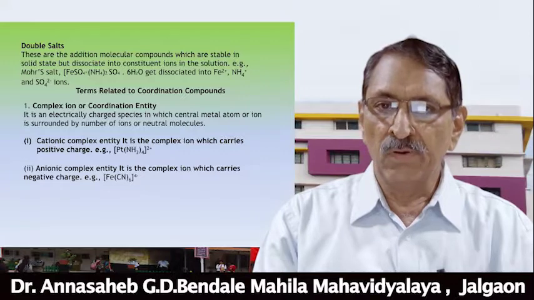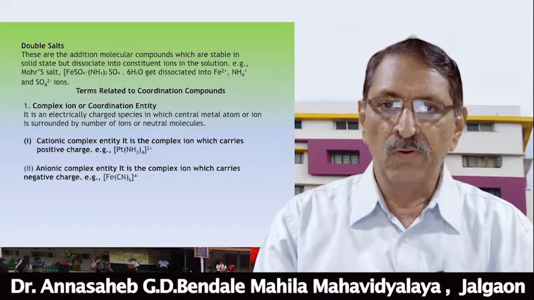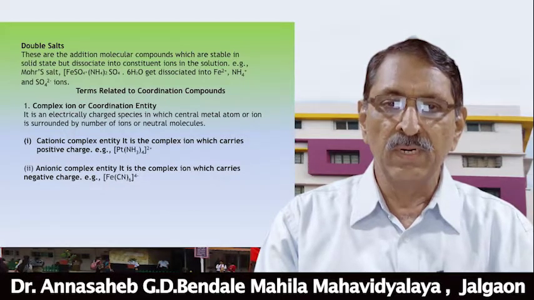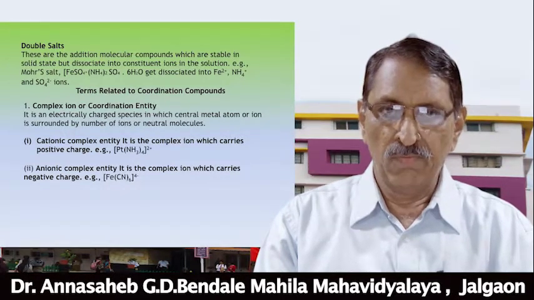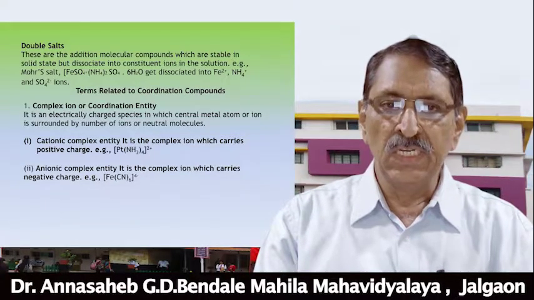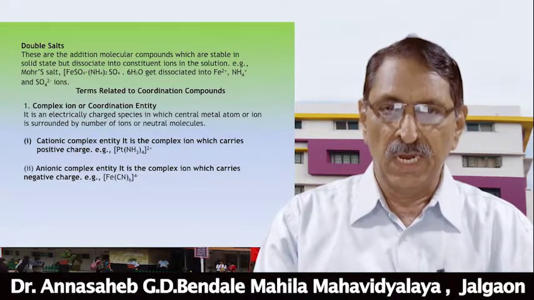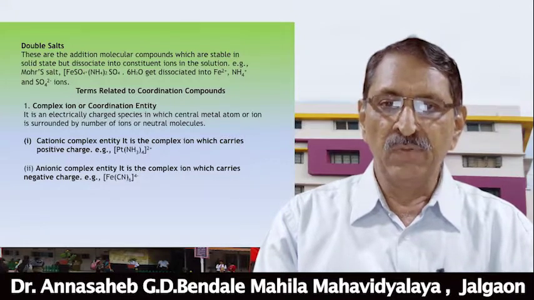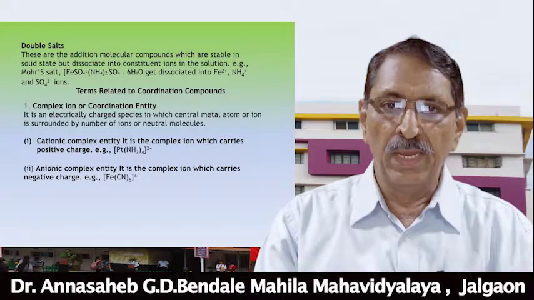Now we have to discuss the terms related to coordination compounds. One of the first important terms is the complex ion, also called the coordination entity. The complex ion is an electrically charged species, possessing either a positive or a negative charge, in which the central metal atom or ion is surrounded by a number of ions, called ligands, or neutral molecules.